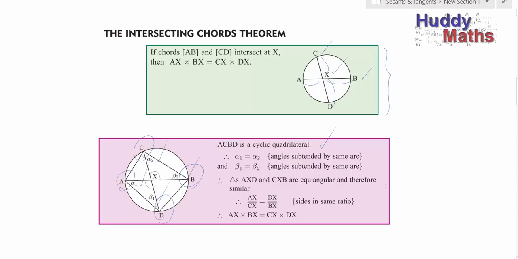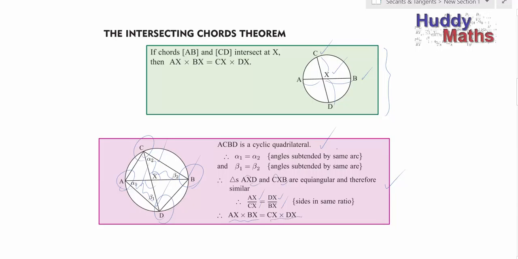So we've got equiangular and similar triangles there, AXD and CXB. And you know with similar triangles that the ratio of corresponding sides is the same. So AX to CX is DX to BX. And of course, if we multiply both sides by BX and then CX, you get the required product.